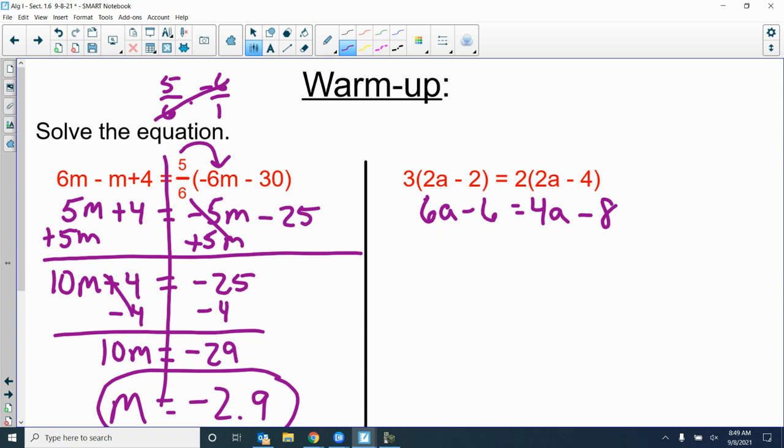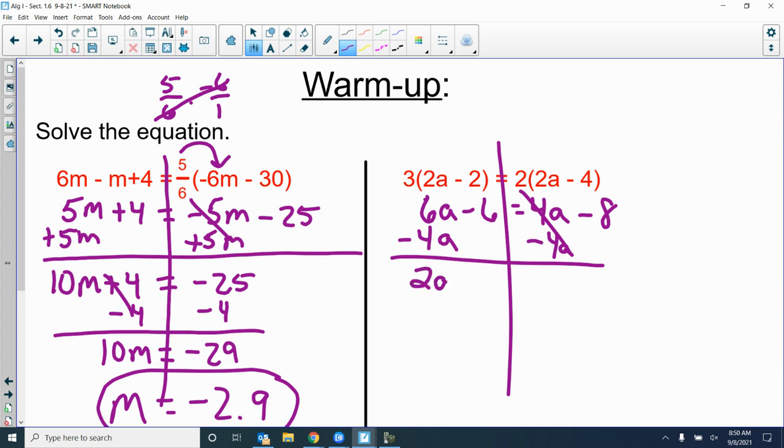Okay, what's my next step? Rylan, what do you think? What's my next step? Okay, first of all, I simplified both sides, right? So I'm ready to get my a's together. What are you thinking, Rylan? Subtract 4a. Yeah, I would too. Subtract 4a. It cancels over here. What do you got? 2a, -6 equals -8. Yeah, don't forget that negative.